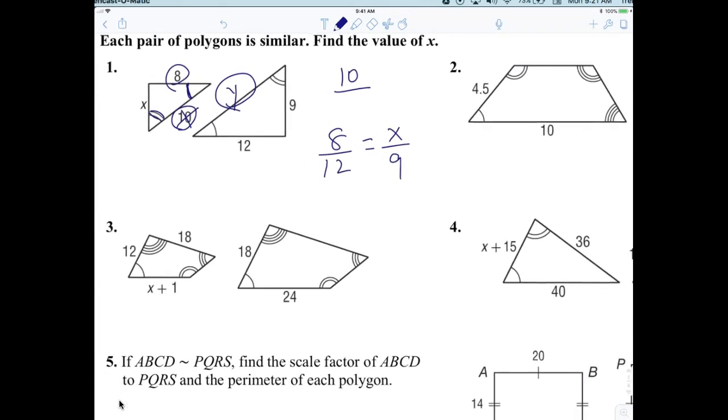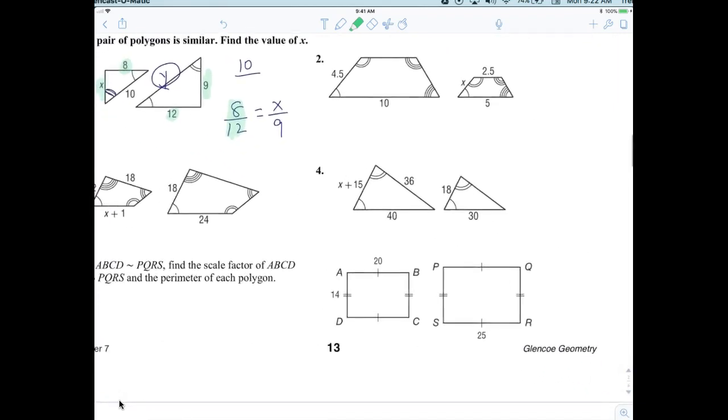Okay, so watch. I intentionally selected 10 first to show you that's not helpful, because it's a side. So then I just picked 8. And 8 corresponds to 12. That's why it's 8 over 12. And then x corresponds to 9. What about in the problems where two of them aren't going to be the same? We'll get to it, I promise you. All right, each one a little bit easier, I think.